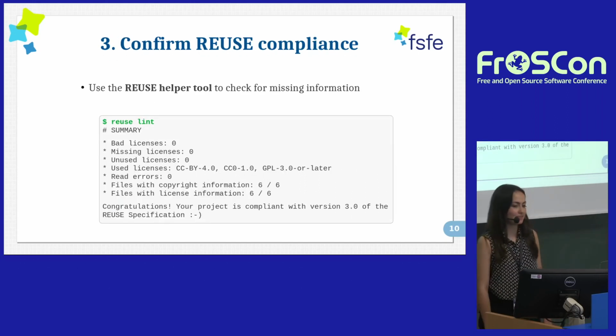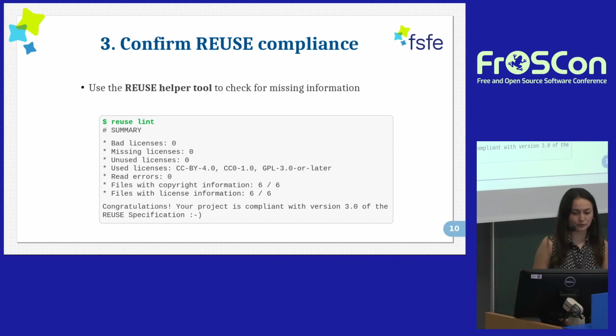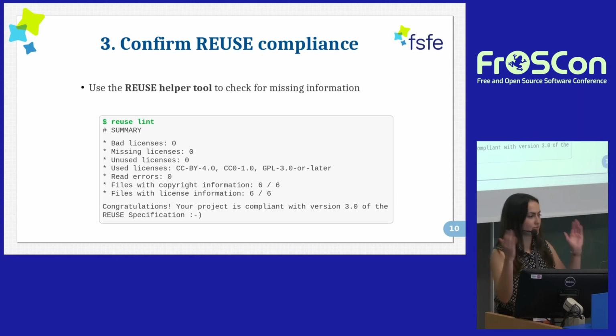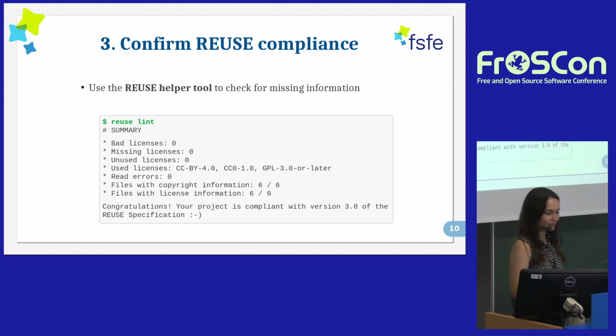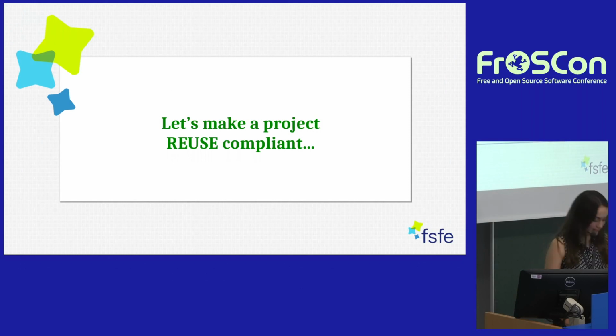And the third step is that we're going to confirm that our project is FrOSCon compliant, and we have a tool for that, a linter tool that runs pretty easily. It's quite fast, and it's going to scan your project and identify what licenses you're using, and whether some files are missing license information. In this case, our project is FrOSCon compliant, so it's all good. So these are the 3 steps.